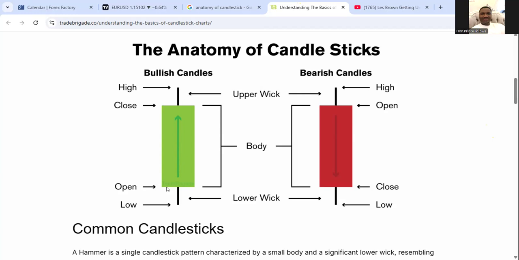It opens here, all right? At one point the market went down a little bit, but it didn't close here. It came up again, went up. This was the highest the market got to, and then it closes here.